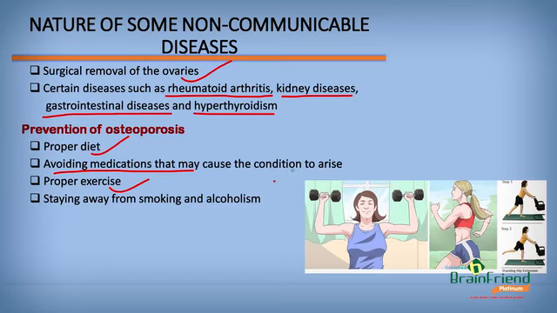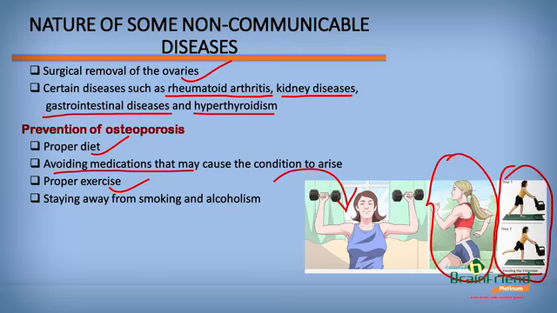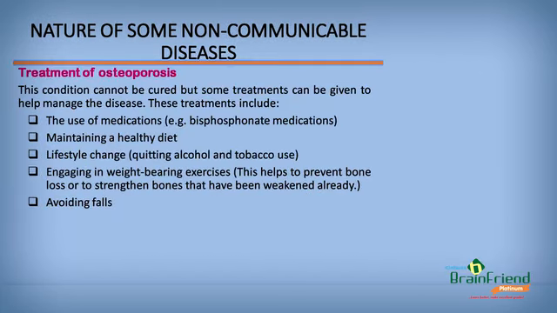As you can see, you have some of these exercises that have to do with lifting dumbbells with the hands. Okay. Another one is jogging or running. It helps to strengthen the leg bones. And then we can see also standing hip extension. Another kind of exercise that can help to strengthen the bones. Another prevention measure against osteoporosis is to stay away from smoking and alcoholism. Very important. Now, the treatment of osteoporosis.